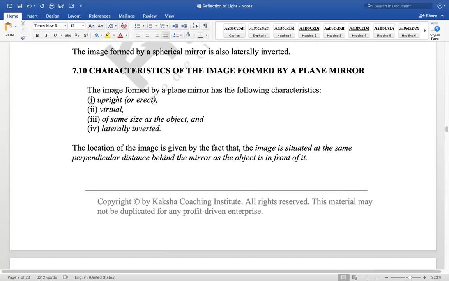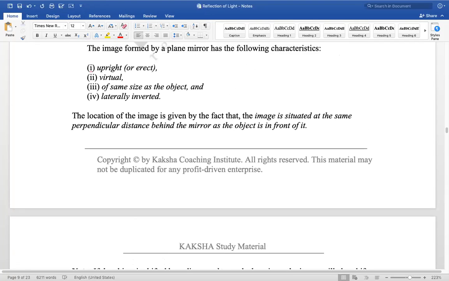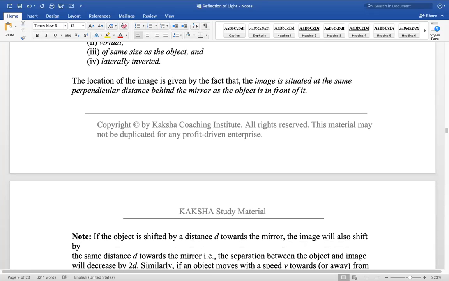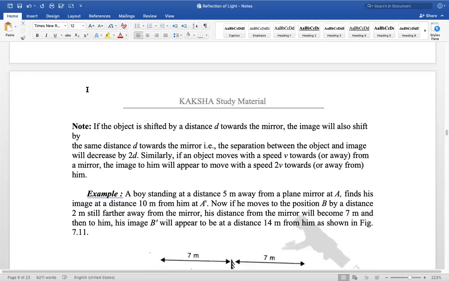Now, characteristics of the image formed by a plane mirror. तो कोई भी plane mirror में जो image form होगा उनके क्या characteristics हैं? The image formed by a plane mirror has the following characteristics. First, the image is upright or erect. Second, virtual. Third, of same size as the object. And fourth, laterally inverted. The location of the image is given by the fact that the image is situated at the same perpendicular distance behind the mirror as the object is in front of it.